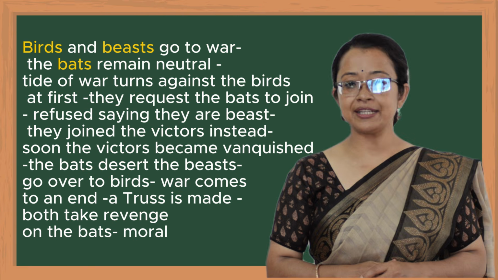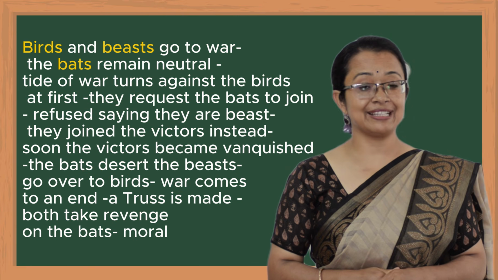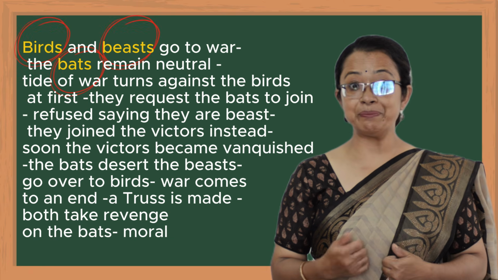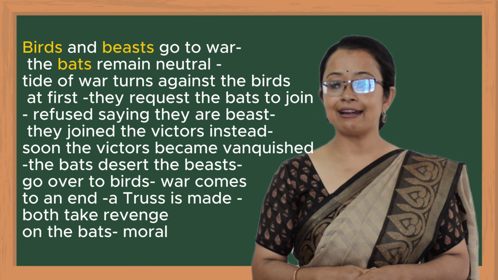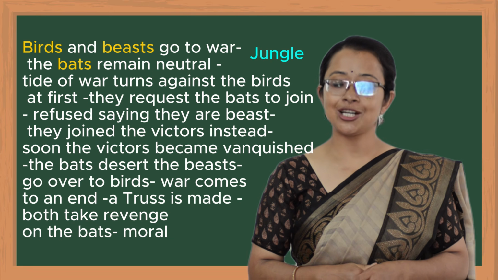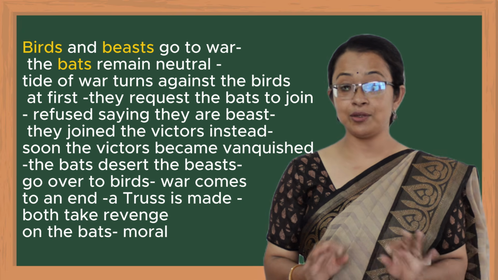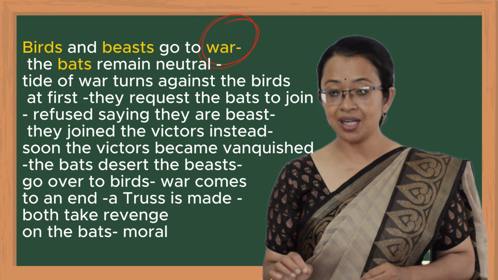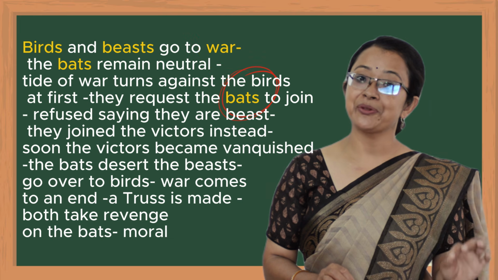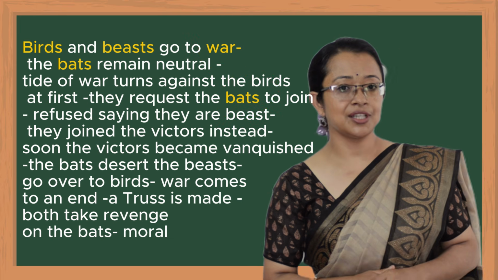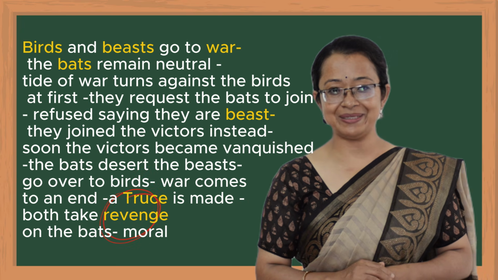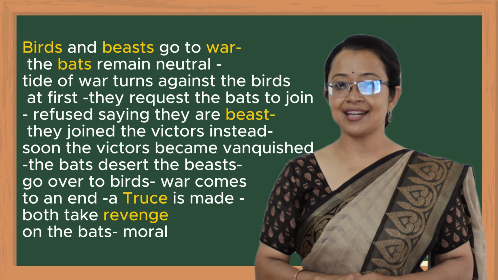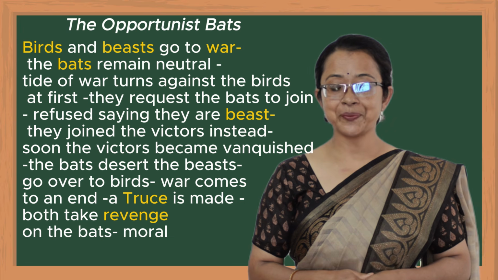Moral. Let's find the major components. First, what are the characters here? The bats, beasts, and the birds. And what is the setting? Yes, you can guess since they are animals, the setting must be a jungle or a forest. And what is the problem here? The war and the changing behaviors of the bat. And what is the solution here? A peace agreement is made and the bat is punished for his behaviors. Based on this, let's decide the title. The Opportunist Bat or The Punishment of the Bat.